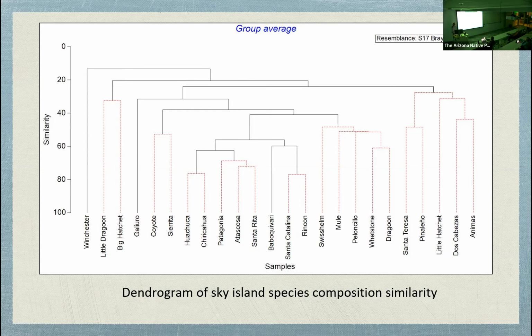The higher up the trees go, the less similar they are, and the percentage of similarity is on the left. The solid lines represent a statistical difference from related branches of the tree, whereas the dashed lines represent not a statistical difference. So for instance, Huachuca and Chiricahua, there is not a statistical difference between the species composition of subtropical plants in those ranges. So this gives us an idea just looking at the dendrogram.